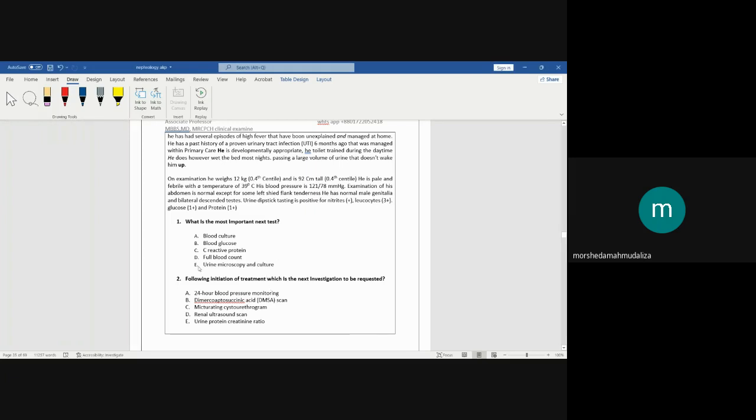Okay, so urine microscopy and culture is the most important next step. You will take blood culture only if you think it is septicemic. Otherwise, blood culture for UTI does not always give you an organism. The child has high temperature, but at this age, this temperature is not any feature of septicemia. Following initiation of treatment, which is the next investigation to be requested?